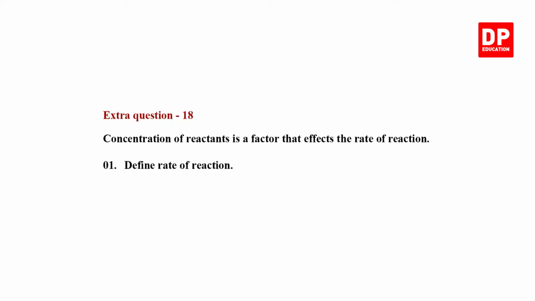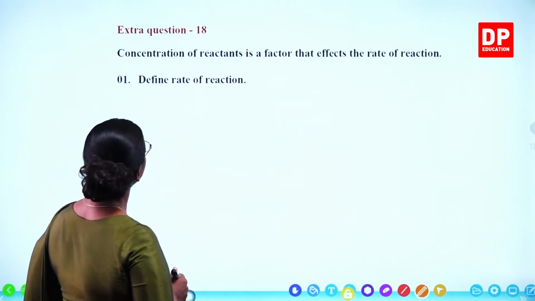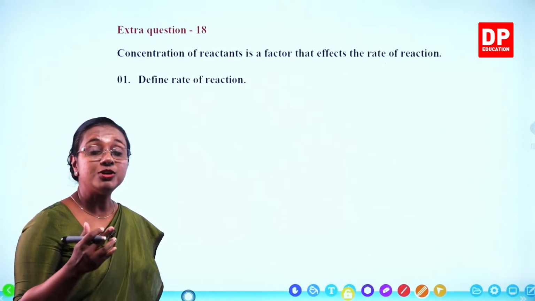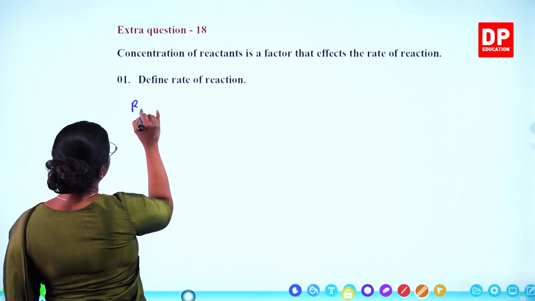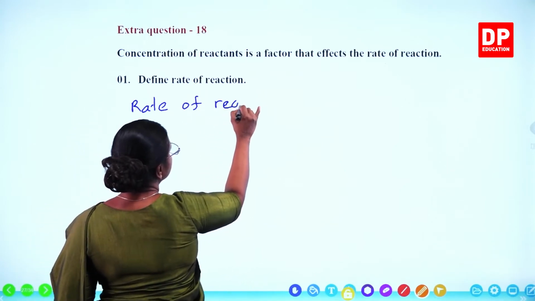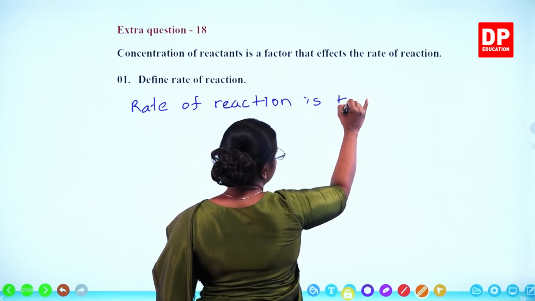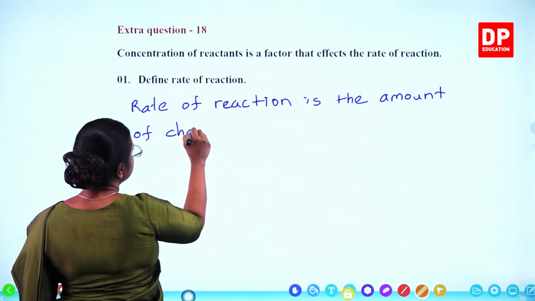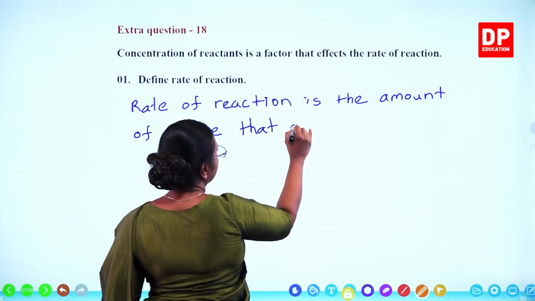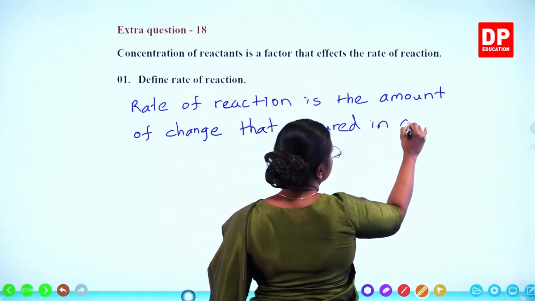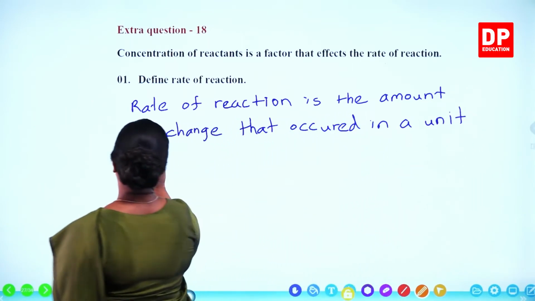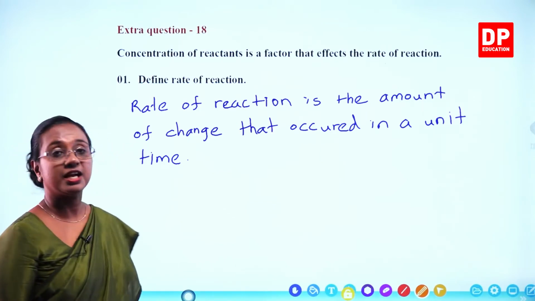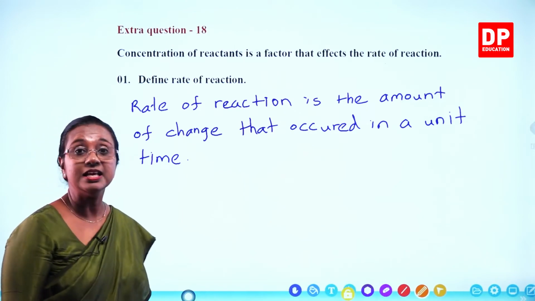Extra question 18. Concentration of reactants is a factor that affects the rate of reaction. Define rate of reaction. A very simple question. We started the lesson with that. What is it? The amount of change that occurred in a unit time. Rate of reaction is the amount of change that occurred in a unit time. So that is how you define rate of reaction.